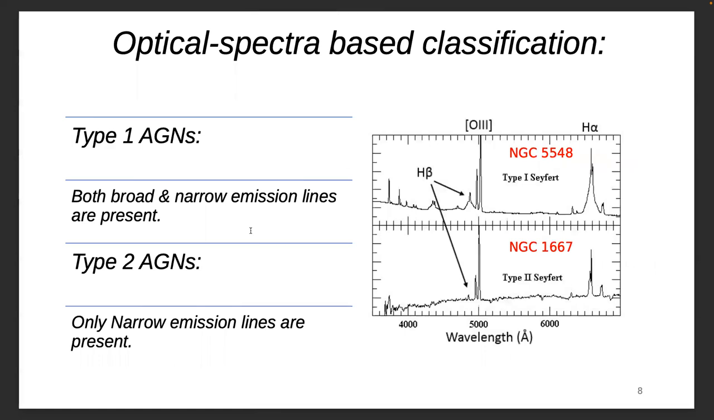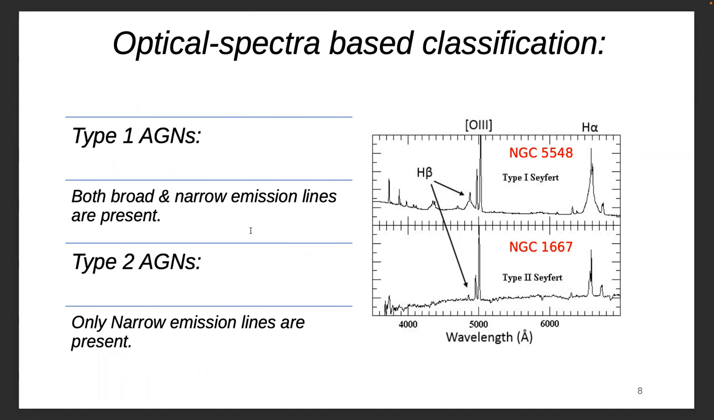Now the next part is the optical spectra based classification. AGNs were initially classified based on ground-based telescopes, because we didn't have any space-based telescopes then. So whatever classifications were made are based on these ground-based telescopes. So we had optical and radio, right? For optical, as I've shown before, there are broad emission lines and narrow emission lines. So when we see both broad and narrow emission lines in the AGN spectra, we term it a type 1 AGN or Seyfert 1 AGN.